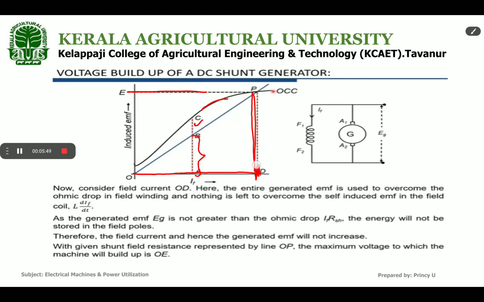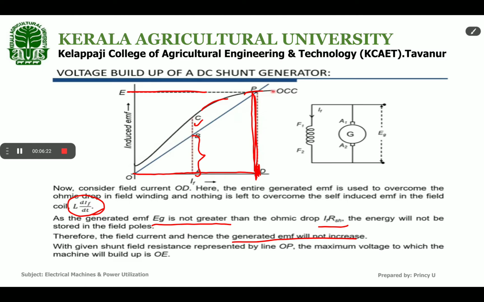But at this point OD, at this field current, what happens? The entire EMF produced, EG, is used to overcome this ohmic drop. There is no extra EMF to overcome L into dIF by dt. As the generated EMF EG is not greater than the ohmic drop IF RF, energy will not be stored in the field poles. Therefore the field current, and hence the generated EMF, will not increase above this point.